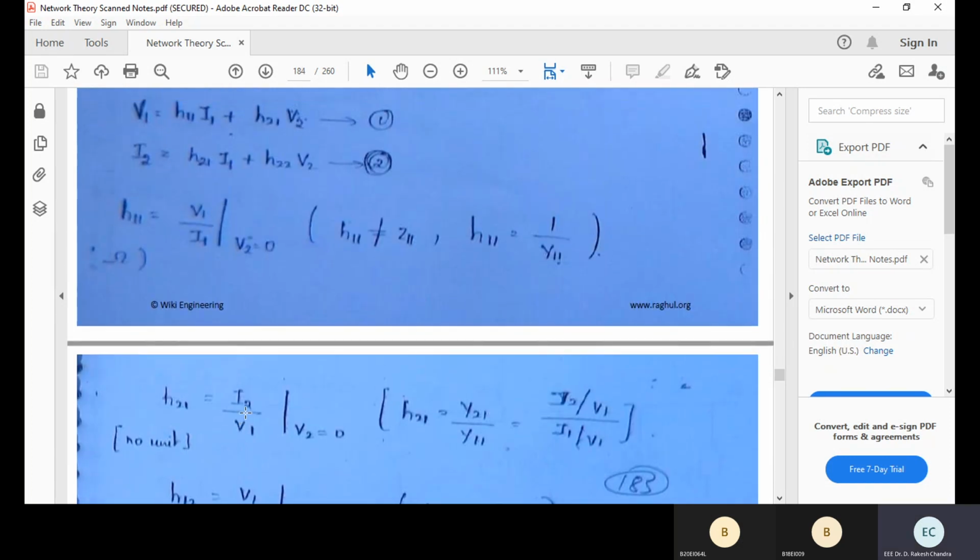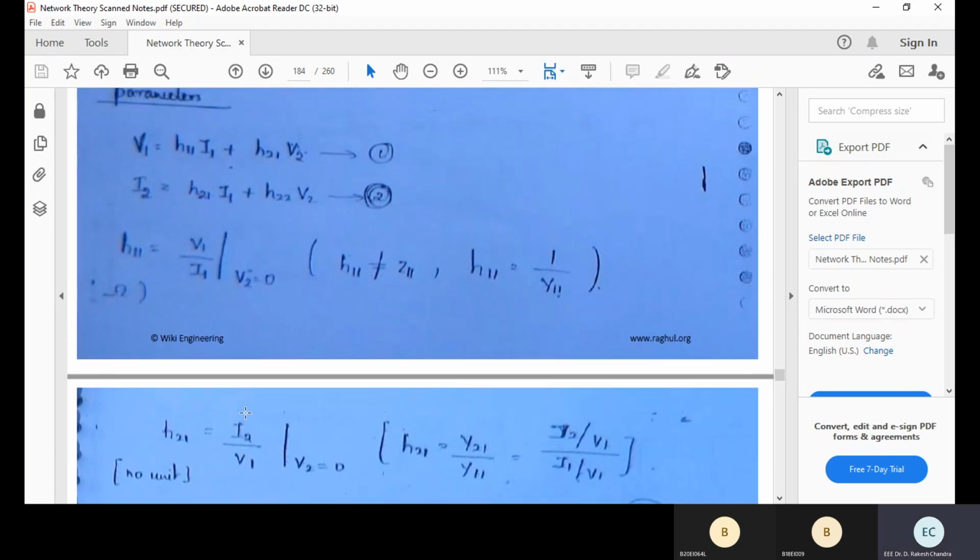So here we can write the parameters one in terms of V and one in terms of I. V1 is equal to H11 I1 plus H12 V2, and I2 is equal to H21 I1 plus H22 V2. So your matrix of hybrid parameters is H11, H12, H21 and H22. Here the independent variables are I1 and V2, and the dependent ones are V1 and I2.